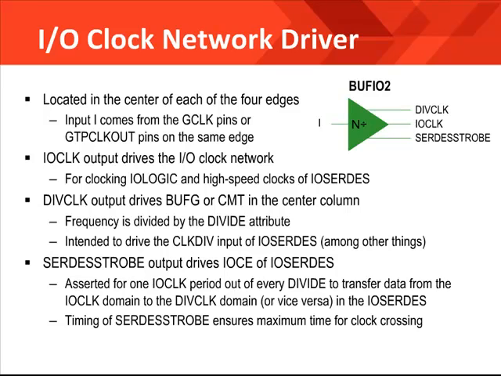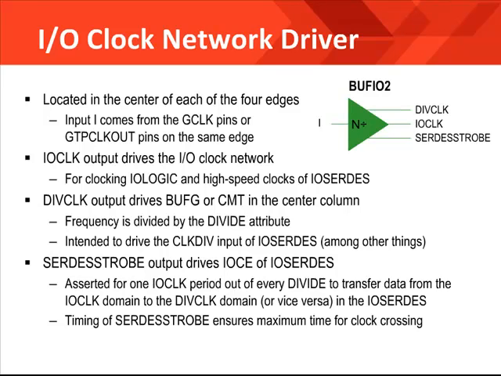The frequency is divided by using the DIVIDE attribute that is associated with the BUFIO2 primitive. It's intended to drive the CLKDIV input of the ISERDES, among other things. We'll see this a little later on. Likewise, it also generates the SerDes strobe output, which drives the I/O clock enable of the ISERDES resources. This is asserted for 1 I/O clock period out of every DIVIDE to transfer data from the I/O clock domain to the DIVCLK domain, or vice versa, depending upon the use of the SerDes. Timing of the SerDes strobe ensures maximum time for clock crossing.